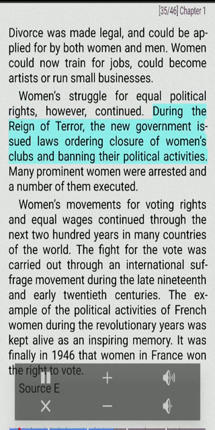Women's struggle for equal political rights, however, continued. During the Reign of Terror, the new government issued laws ordering closure of women's clubs and banning their political activities. Many prominent women were arrested and a number of them executed.